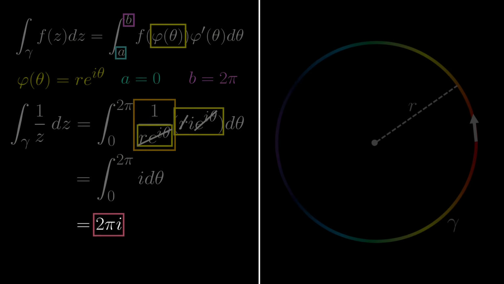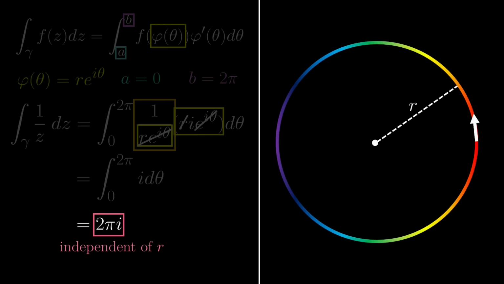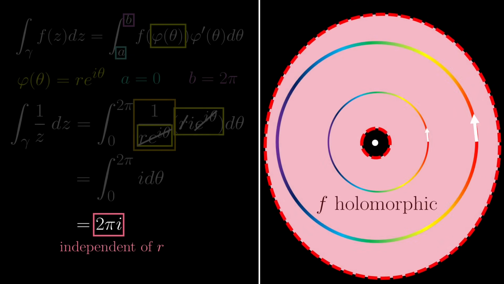It is worth noting that the value of the integral does not depend on r, even though the contour gamma depends on r. This is because even if we have a different radius, f is holomorphic in this pink region that encloses the region between two loops entirely. So by Cauchy's theorem, the two integrals are the same.